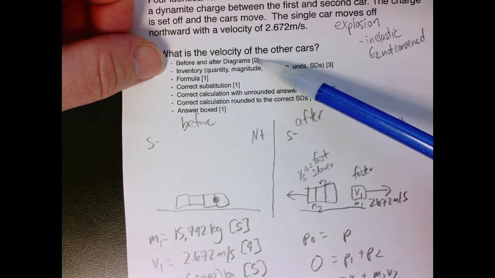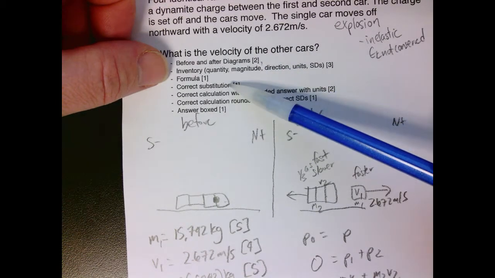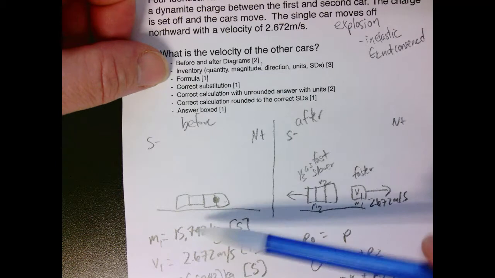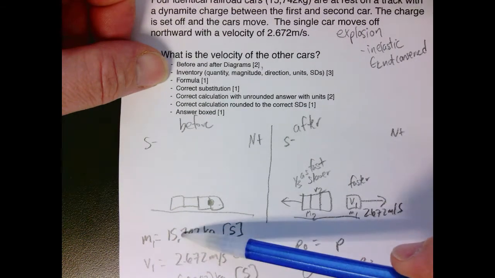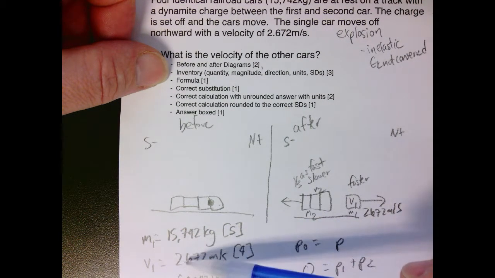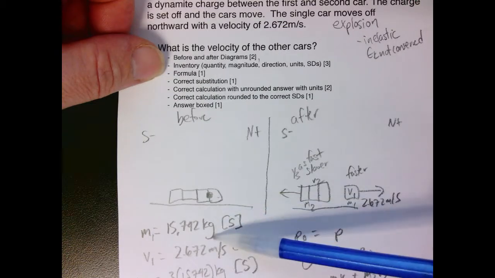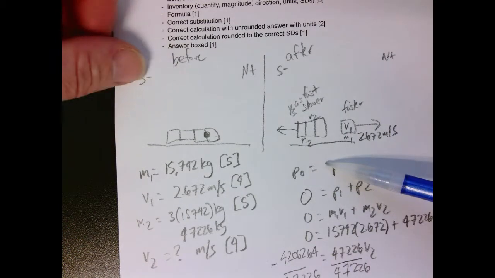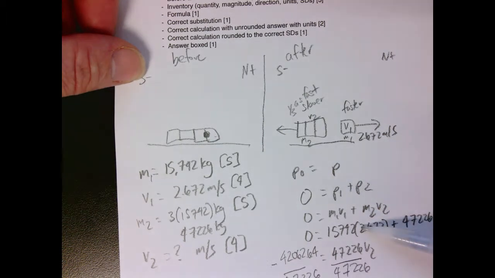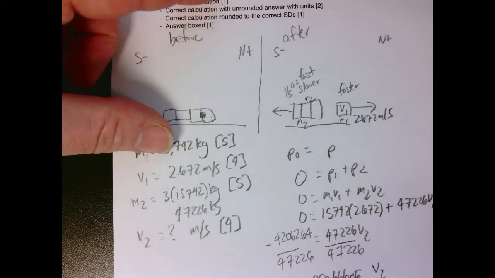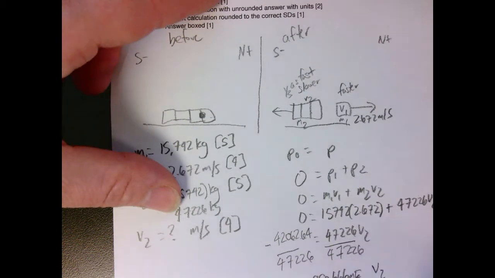So now I check my before and after diagrams, the inventory where I have my quantities. These are the quantities, the magnitudes, the directions, whether it's plus or minus, the units, and the significant digits. I have my formula, substituted correctly, did the calculation with the unrounded answer in units, and now I have the correct answer with significant digits, and the last thing is to box the answer, like so.